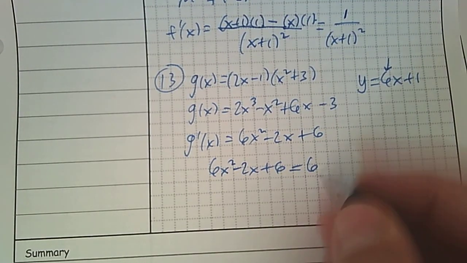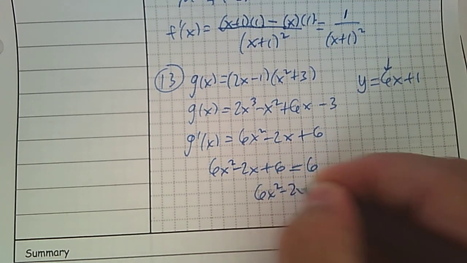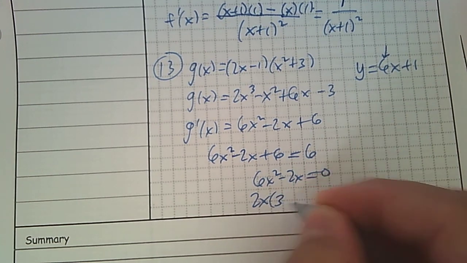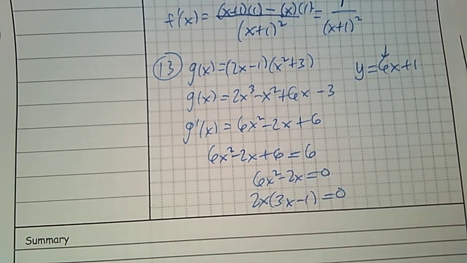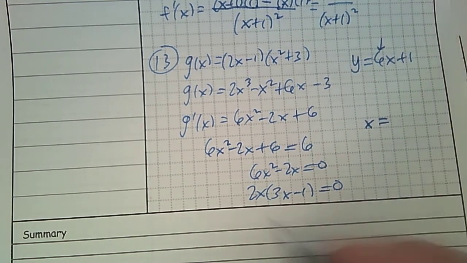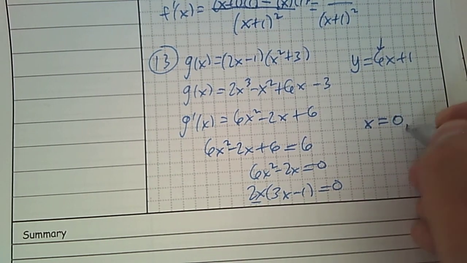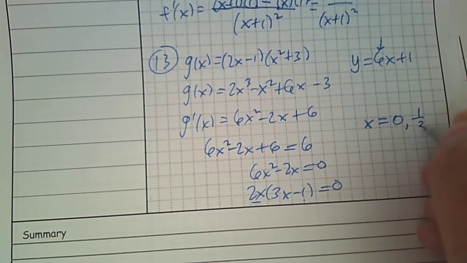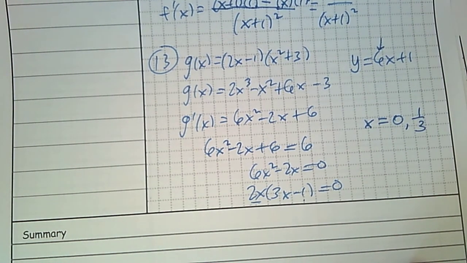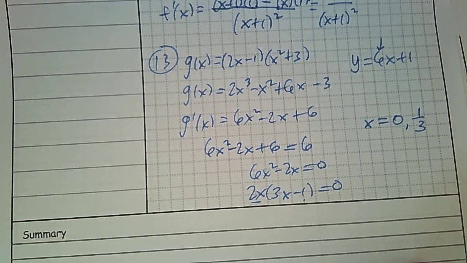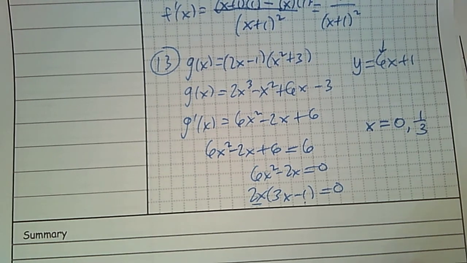So we're going to subtract 6 from both sides. That gives me 0. I'm going to factor out a common factor, which is 2x. And then there are two answers here. So 2x gives me the answer 0. For 3x minus 1, I add 1 and divide by 3. So one x-coordinate is 0, and the other x-coordinate is 1/3. And that's it. That's what I'm asked to find.